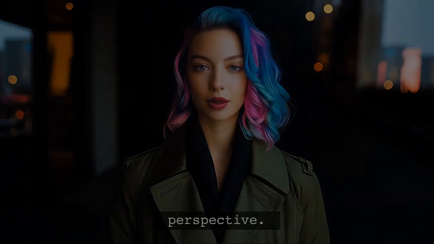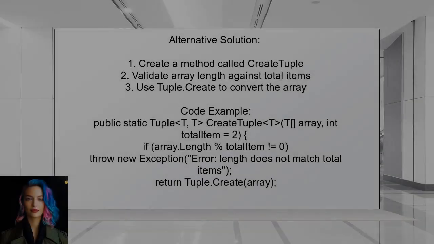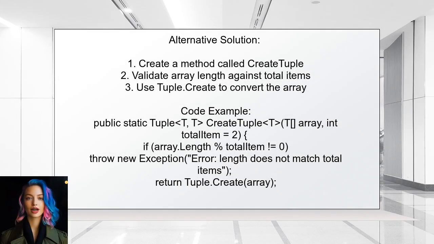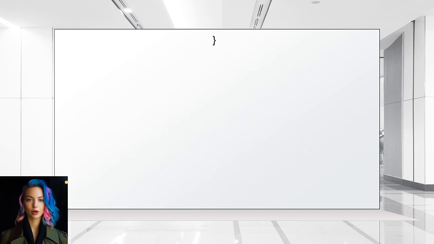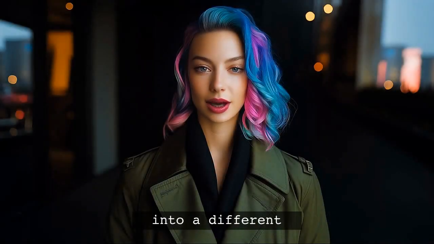Let's see another perspective. An alternative approach to converting an array to a tuple in C# is provided by another user. They suggest creating a method called createTuple that takes an array and a total item count. This method checks if the array length is compatible with the total items and then creates a tuple from the array.